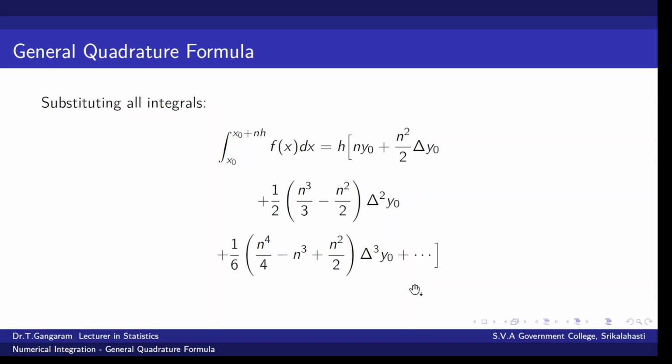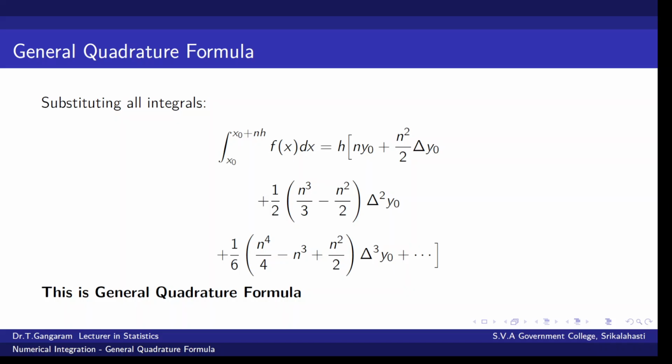Substitute these integrals in the function. The integral from x naught to x naught plus nh of f of x dx is equal to h into, this is the first term, n y naught plus n square by 2 into delta y naught plus 1 by 2 into (n cube by 3 minus n square by 2) into delta square y naught, and so on. This is called the general quadrature formula.